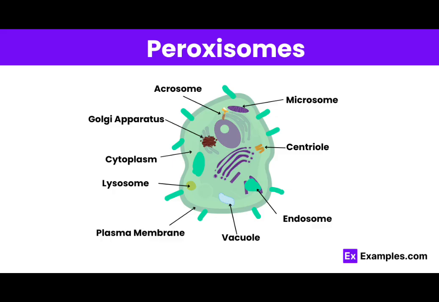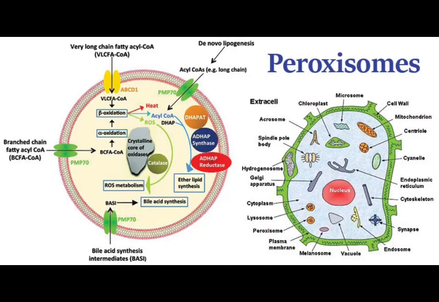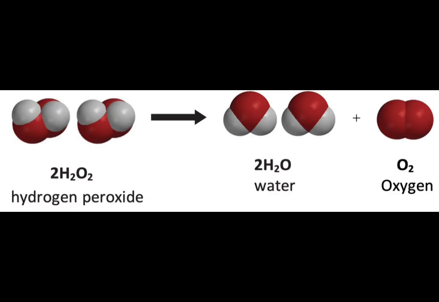Peroxisomes are also small, membrane-bound organelles and are structured much like lysosomes with a single phospholipid bilayer. Peroxisomes also contain enzymes that help to break down alcohol and other toxins by neutralizing H2O2, also known as hydrogen peroxide. Peroxisomes use oxygen for oxidation synthesis.